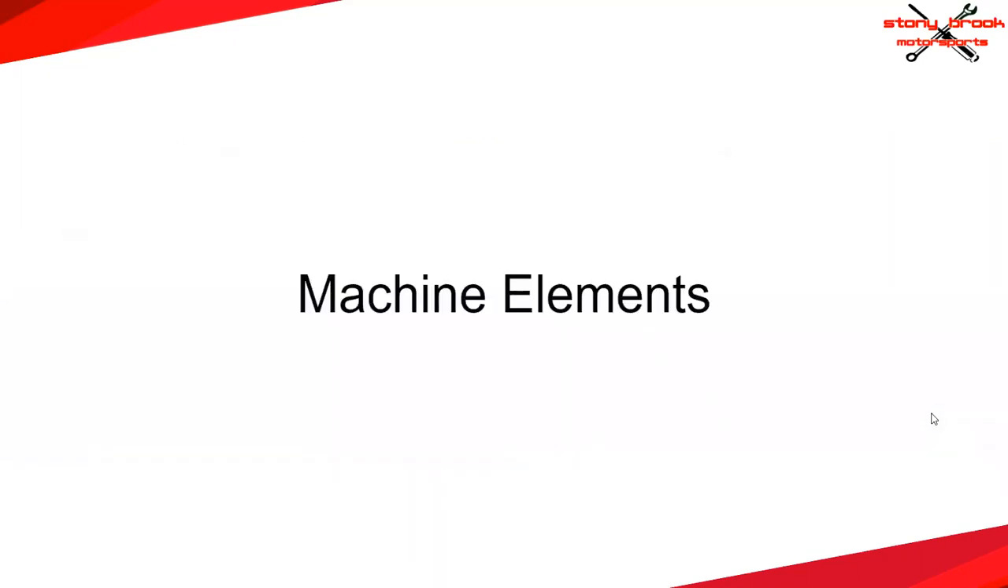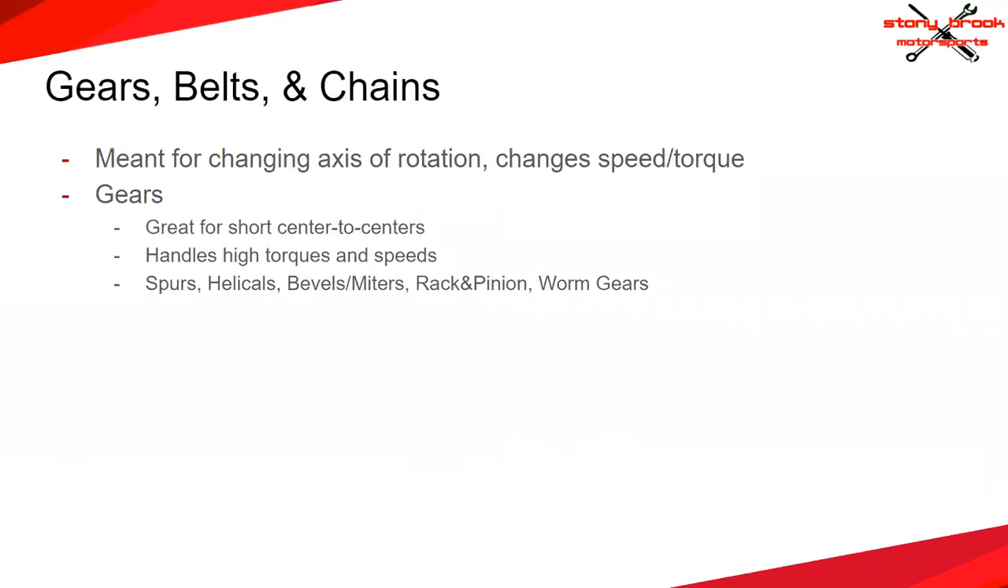Moving on to machine elements. Machine elements are very important because that's very much what powertrain focuses on. The biggest things I'll be discussing are gears, belts, and chains. There are other things that are also very prevalent, but this is more what we're focusing on. With all of these, they're meant for changing the axis of rotation of an assembly. Likewise, also changing the speed and torque.